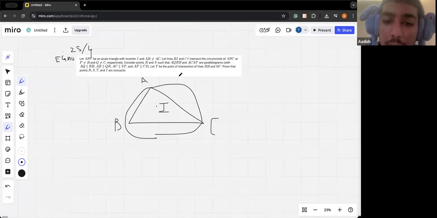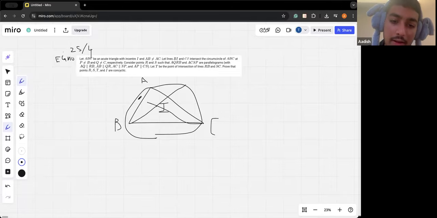Okay. Wait, what's the problem again? BI and CI intersect the circumcircle at P and Q. Consider points R and S such that they form parallelograms. Okay, let's just see the formulas.